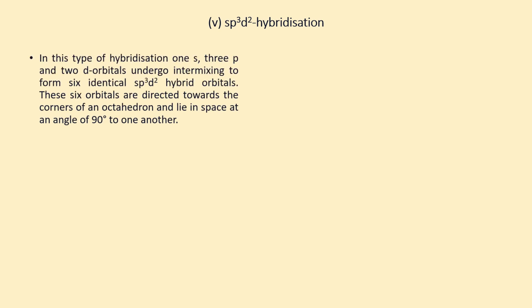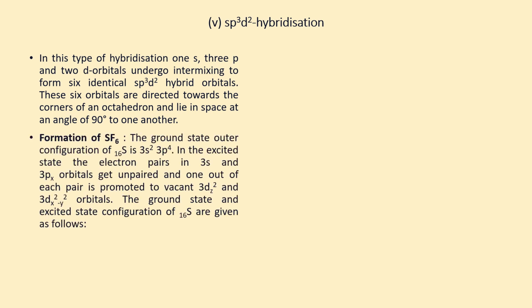sp3d2 hybridization. In this type of hybridization, one s, three p and two d orbitals undergo intermixing to form six identical sp3d2 hybrid orbitals. These six orbitals are directed towards the corners of an octahedron and lie in space at an angle of 90 degrees to one another. For example, formation of SF6.